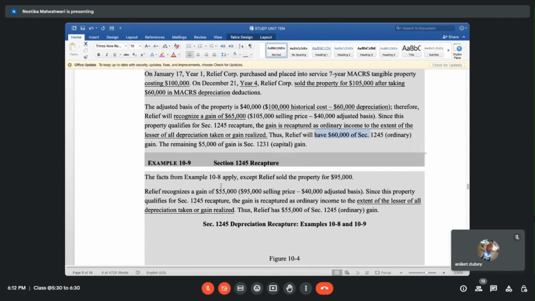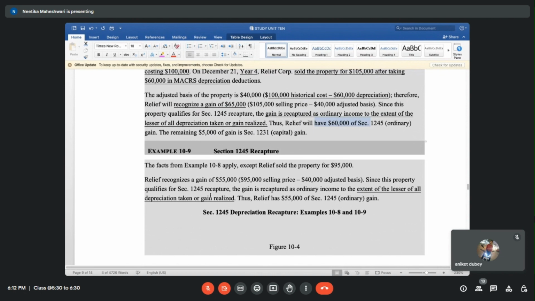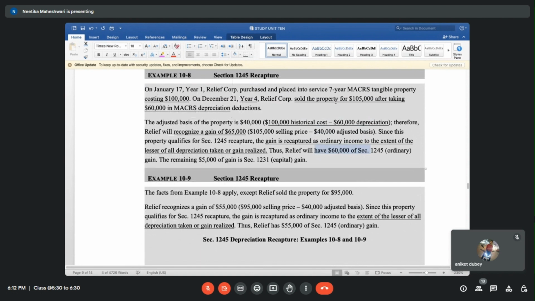Okay, so now let's continue with this example. So Tanya, you can continue. Now the situation is a bit different. Here the property is the same, everything is the same, except that the property is sold for 95,000. So now, Tanya, go ahead and read the second example. The facts from example 10.8 apply, except Relief sold the property for 95,000. So Relief recognizes a gain of 55,000, that is 95,000 minus 40,000, the adjusted basis.